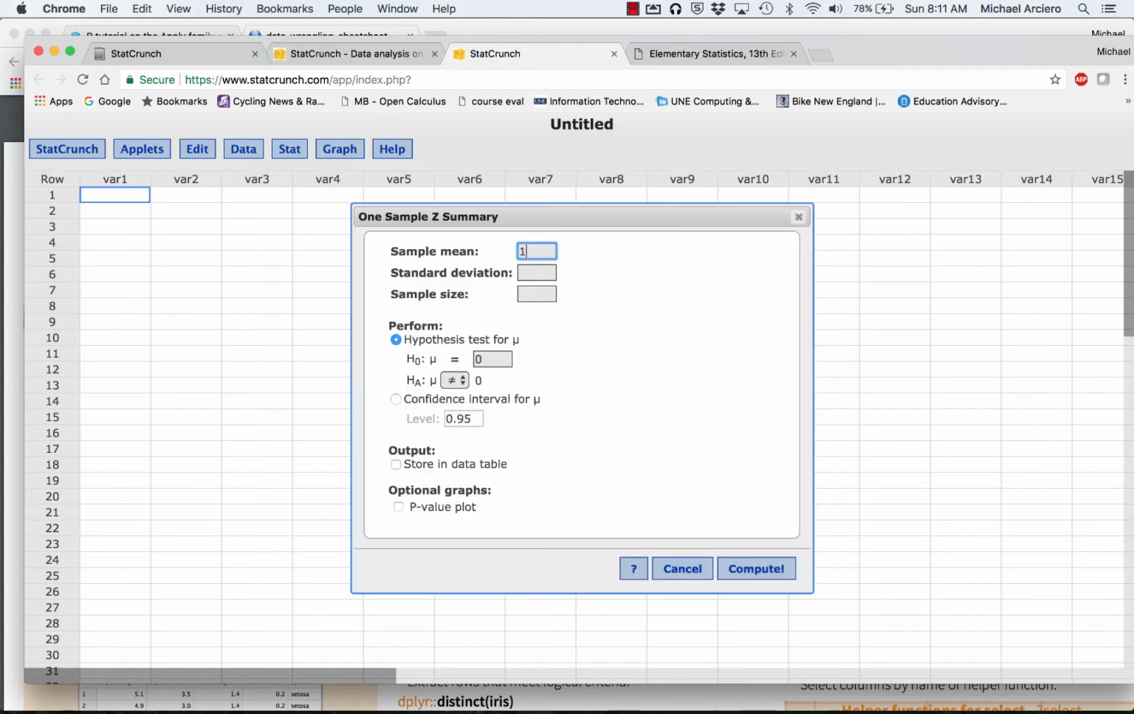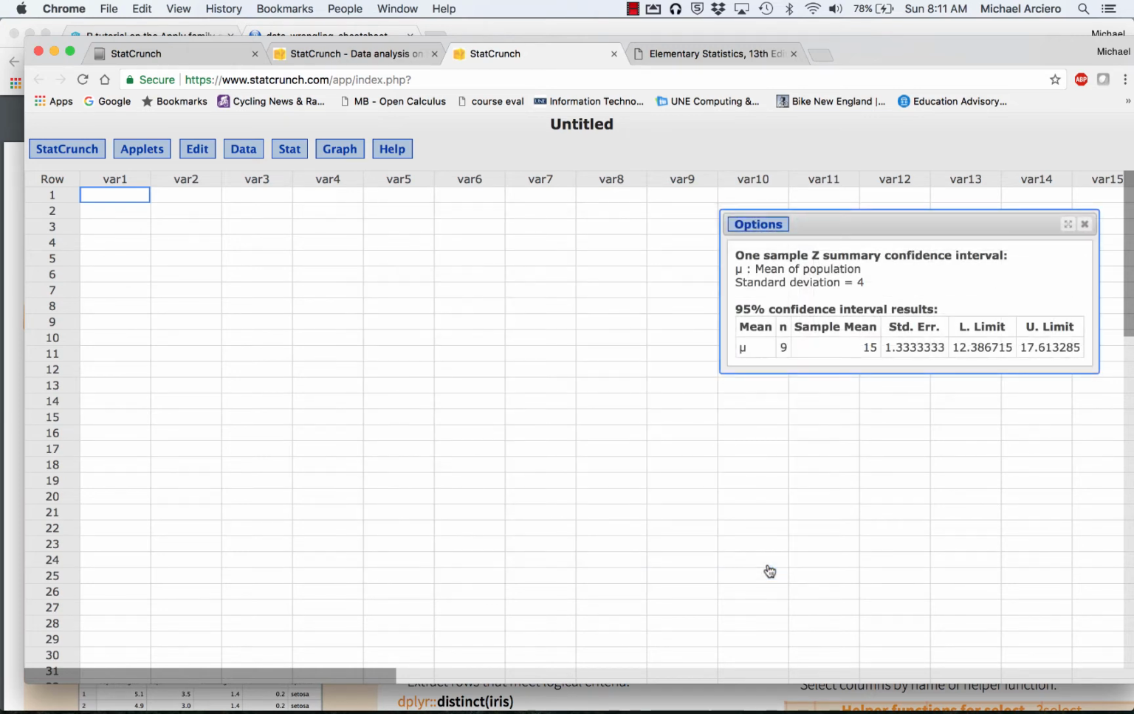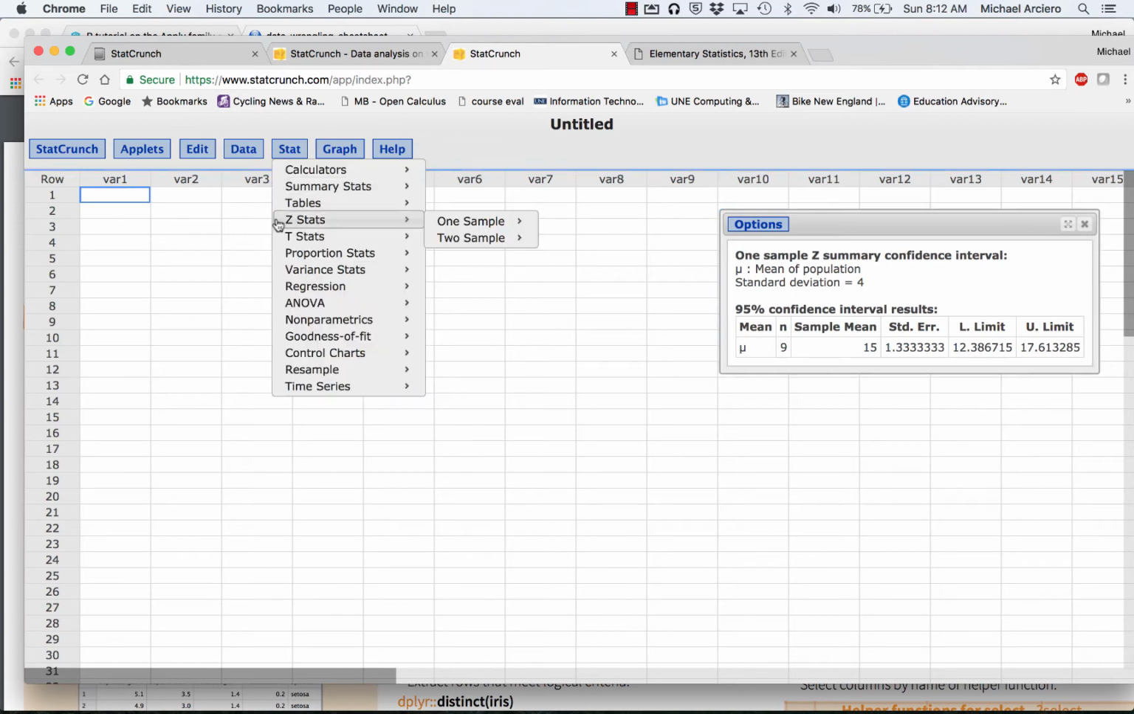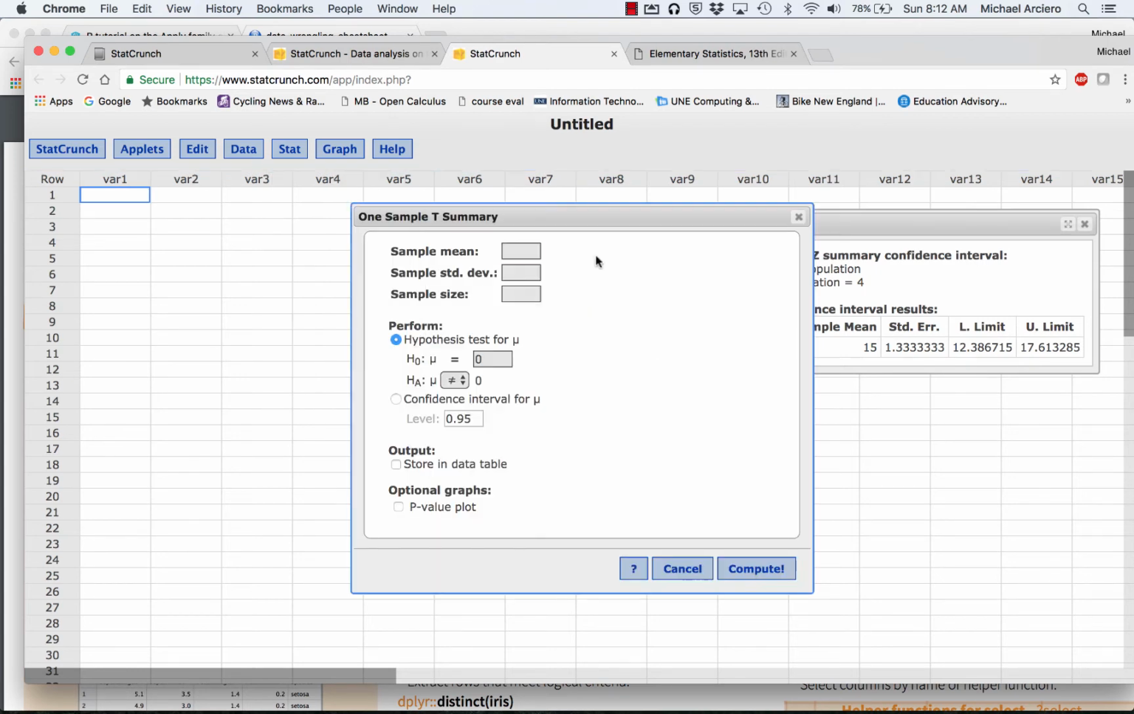So our sample mean was 15, the standard deviation was 4, and the sample size was 9. And we want a confidence interval, so we'll select that, and we can enter whatever the level is. So we had 95, and there we go. We get the lower and the upper limit, and we get the error, and that's that. Pretty straightforward.